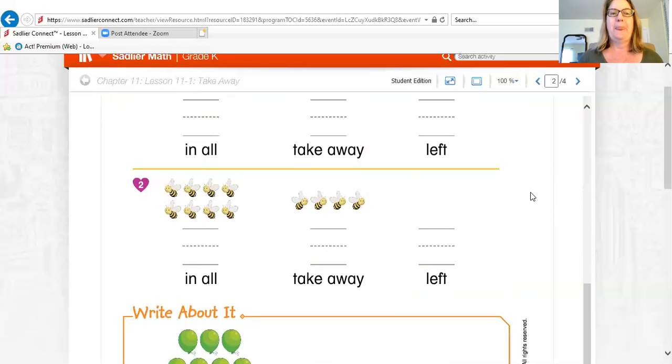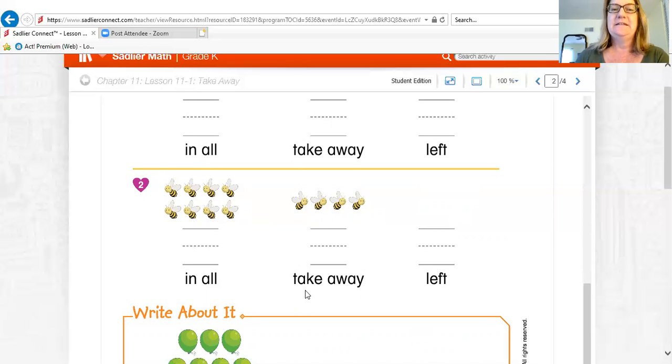Part number 2, we have bees. With subtraction, we start with the in all number. How many bees in all? And let's count. 1, 2, 3, 4, 5, 6, 7, 8. So what number goes on this line? That's right. Write the number 8. If we had our smartboard, I'd be able to write it with you, but for now, you can just see I'm trying to make the 8 with my cursor.